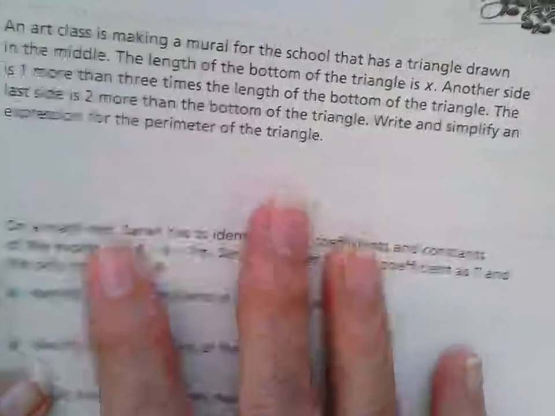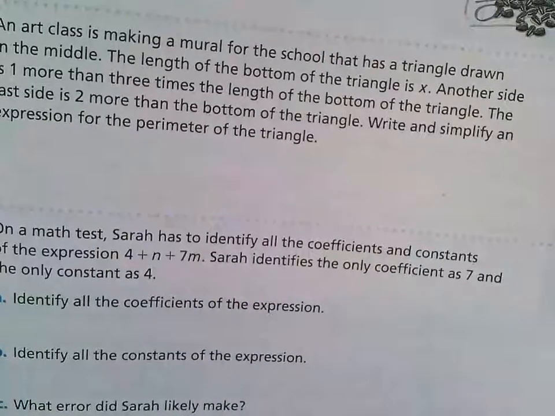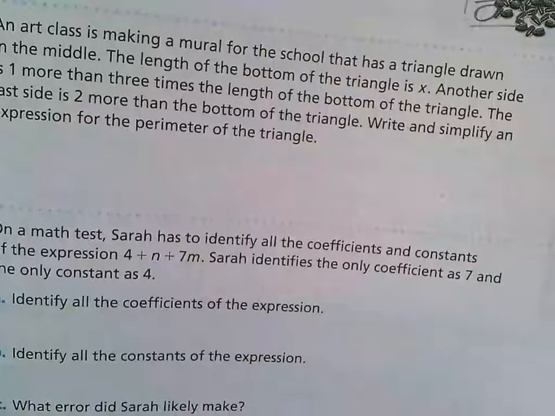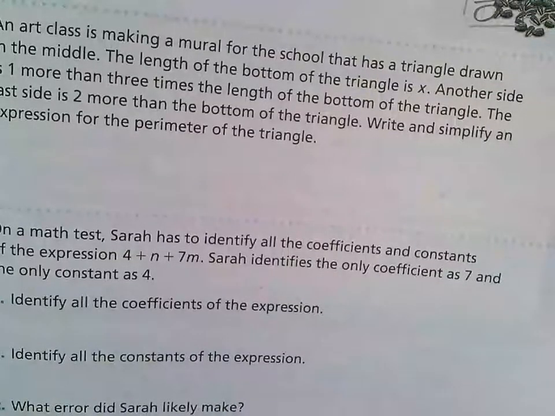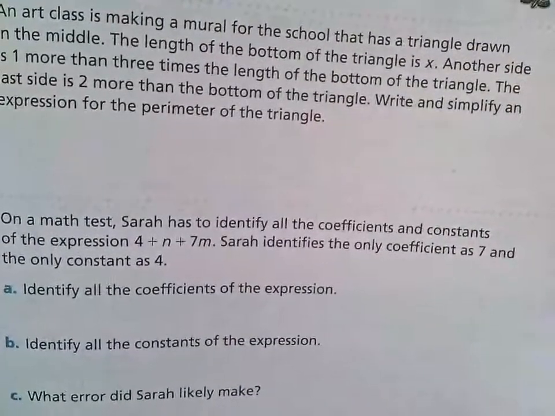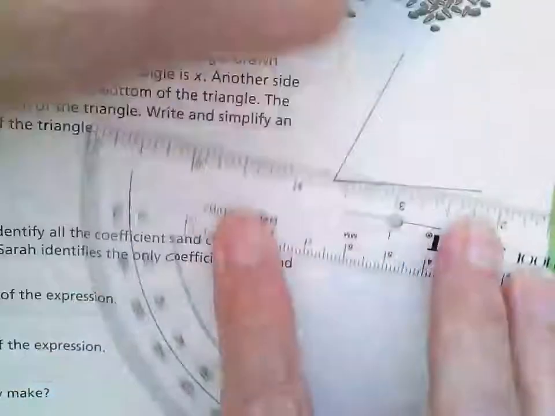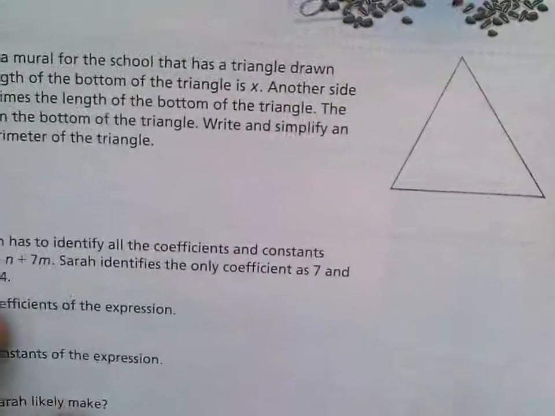Last one, number 13. An art class is making a mural for the school that has a triangle drawn in the middle. The length of the bottom of the triangle is X. Another side is 1 more than 3 times the length of the bottom of the triangle. The last side is 2 more than the bottom of the triangle. Write and simplify an expression for the perimeter of the triangle. Well, I'm going to draw a picture of the triangle. And you can draw any old triangle you want. It's just a representation of what the problem is saying.